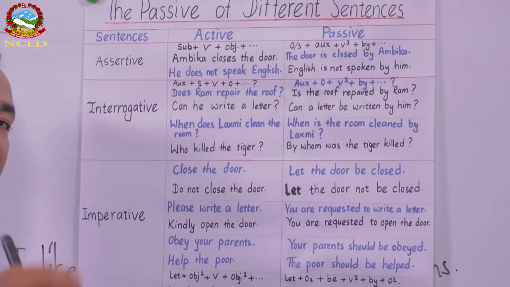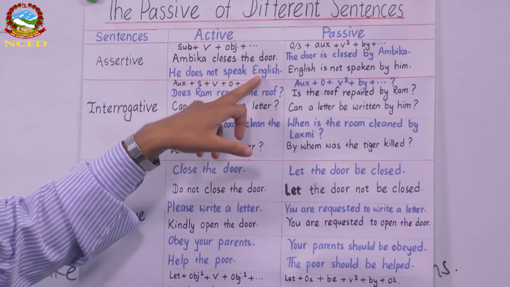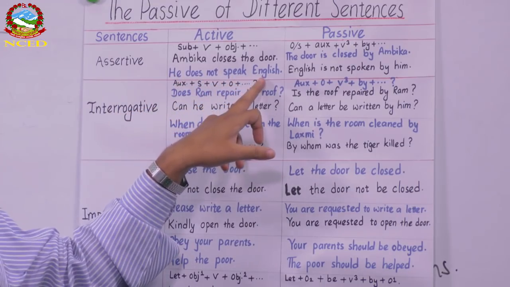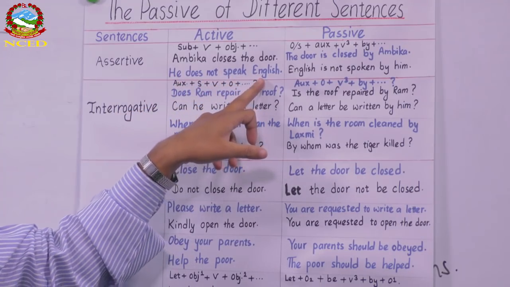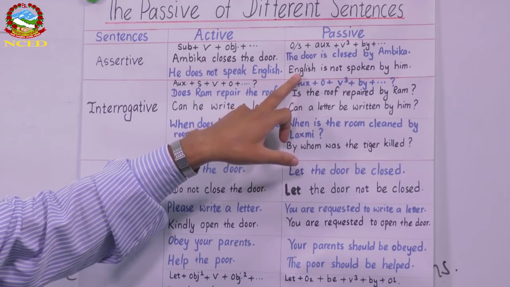Now, if there is a negative sentence, what to do then? He does not speak English. Suppose this is negative in present tense. He does not speak English. What is the object? The object is English. So English is brought to the position of subject, English.